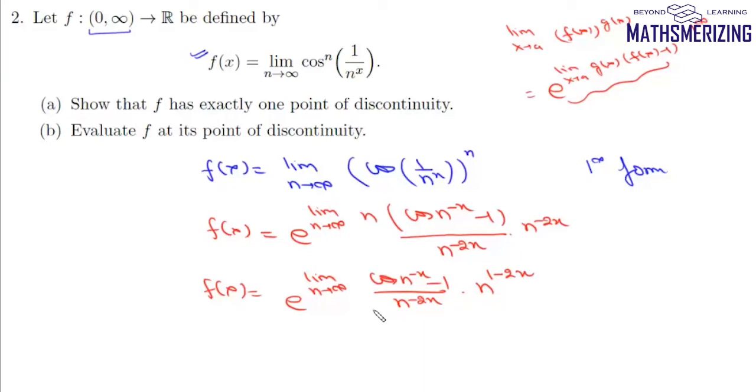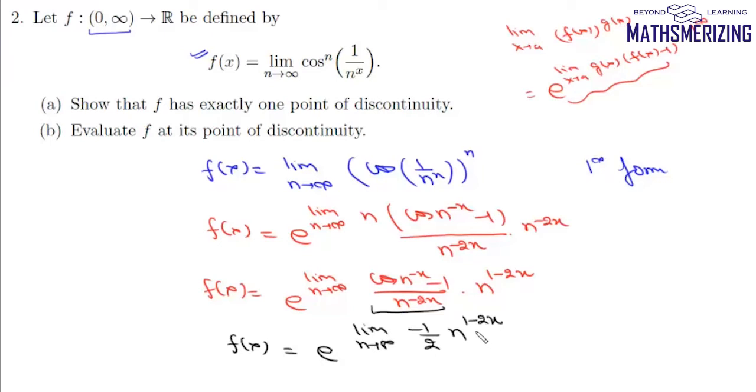Now we know that (1 minus cos x) upon x squared is 1 by 2. So here it is cos x minus 1, so it will be minus 1 by 2. So we can write this function f(x) as e to the power limit n tends to infinity of minus 1 by 2 n to the power 1 minus 2x.